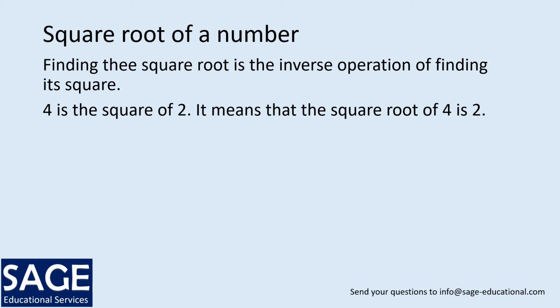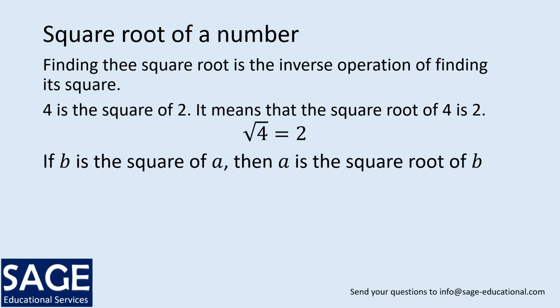So if you know that a certain number is the square of some number, then you can find the square root as well. Square root of 4, that's the notation, and the square root sign is sometimes also called the radical sign. You can read it as the square root of 4 is 2. And in general, if b is the square of a, then a is the square root of b. That is how you would write b equals a squared. That implies that the square root of b equals a.